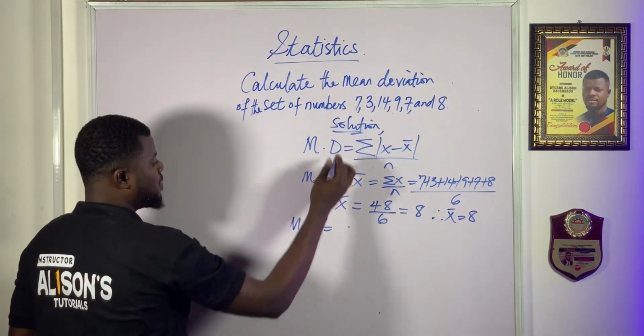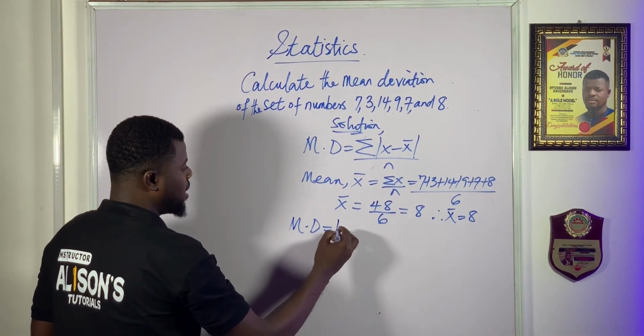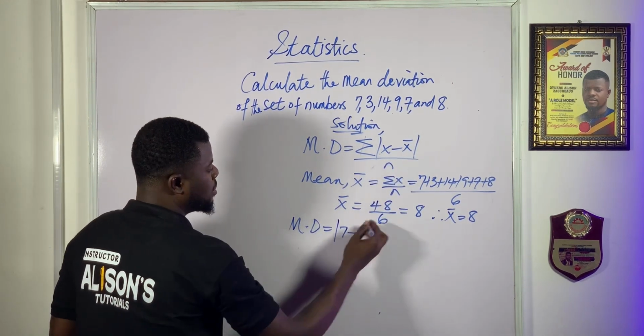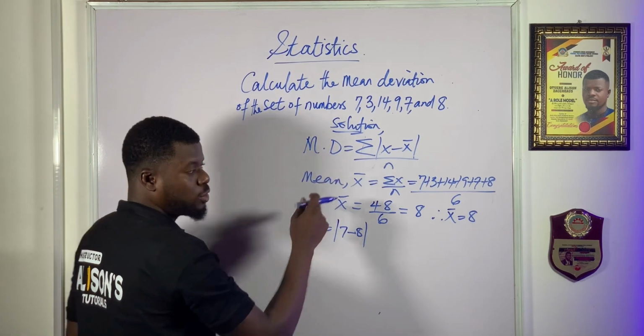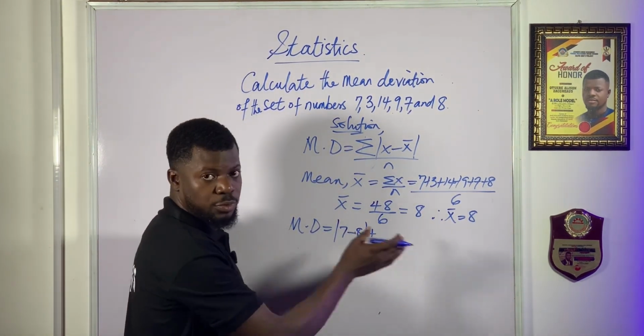So the first number we have there is 7. Keep in mind, this absolute value needs to be there. So we have 7 minus x bar, which is the mean. That will be 8. We're done with that. The sigma notation that is there is telling you that you're going to add all of these things you're going to be doing right now.